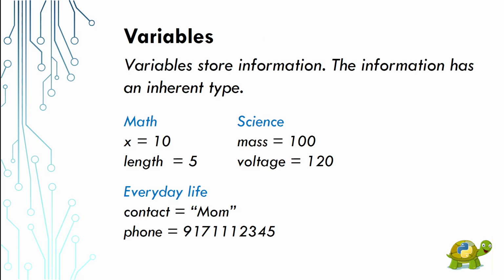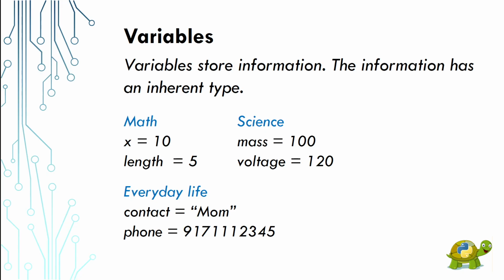So as I already mentioned, variables is a concept you may have dealt with in a math and science class, but I would challenge you to envision or appreciate that you've actually been dealing with variables your entire life. All a variable is, is some kind of a word or letter that represents some information, that stores some information, and this information has some kind of inherent type. So for instance, in a math class, x equals 10. X is the variable, and it has a value of 10, a whole number.